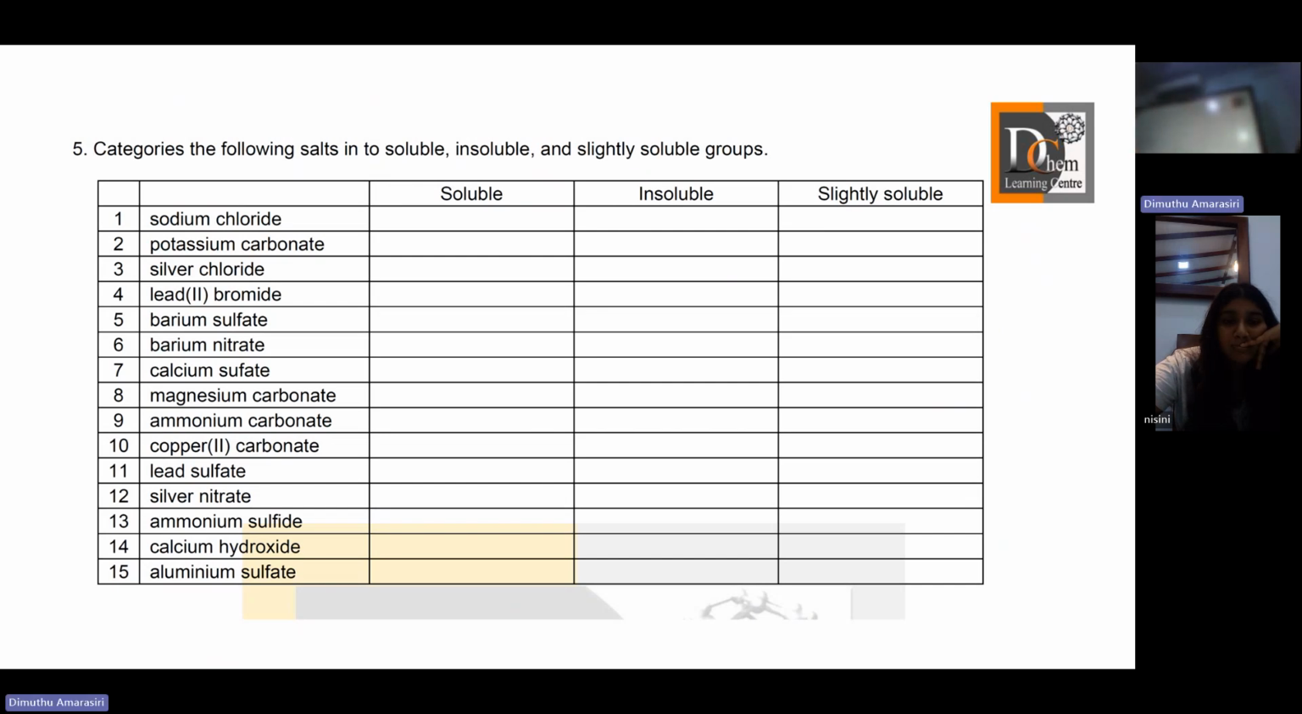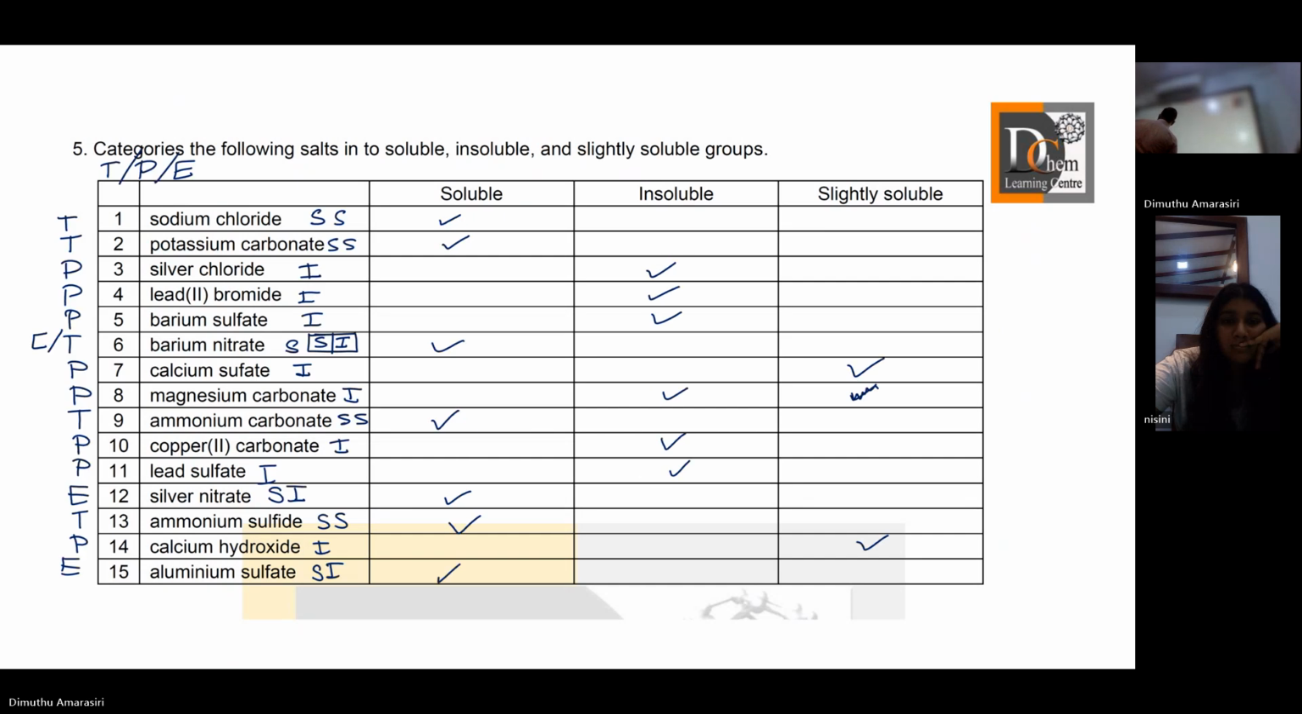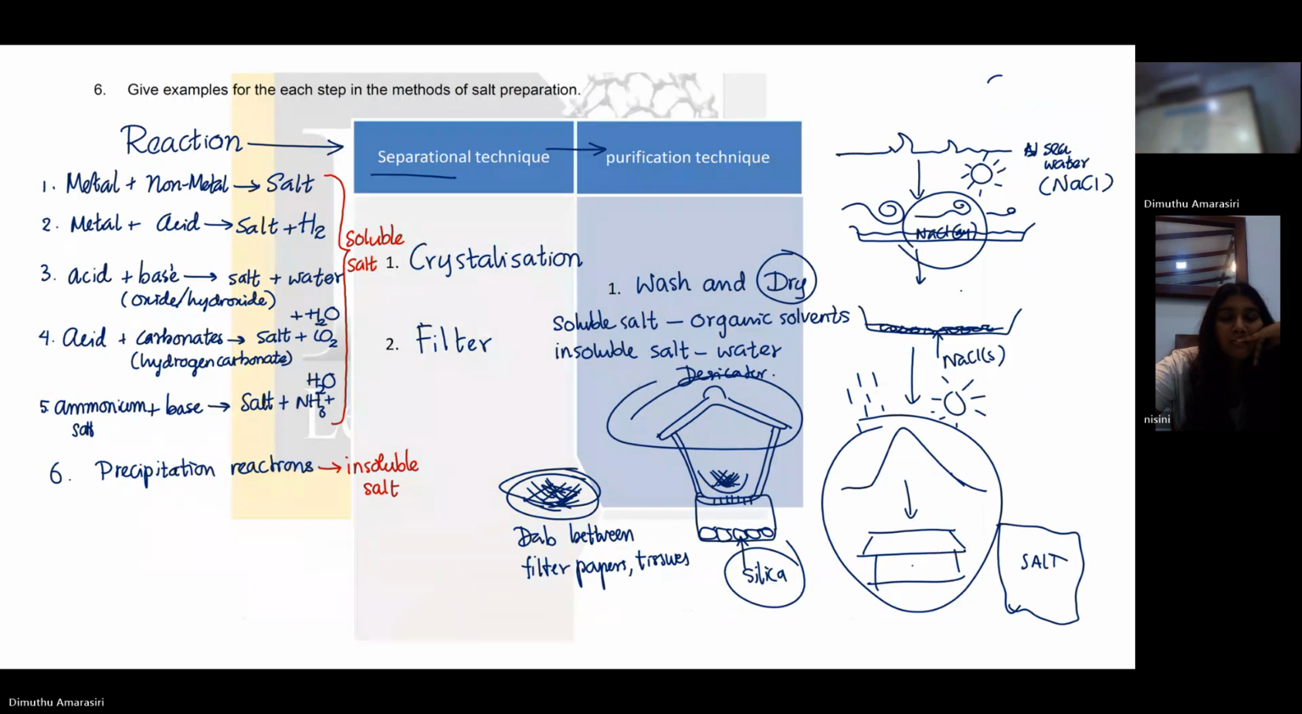Now we go for the next lesson. What are we going to do? We are going to talk about preparing salts. Preparing salt. Tell me, it's on the board as well.